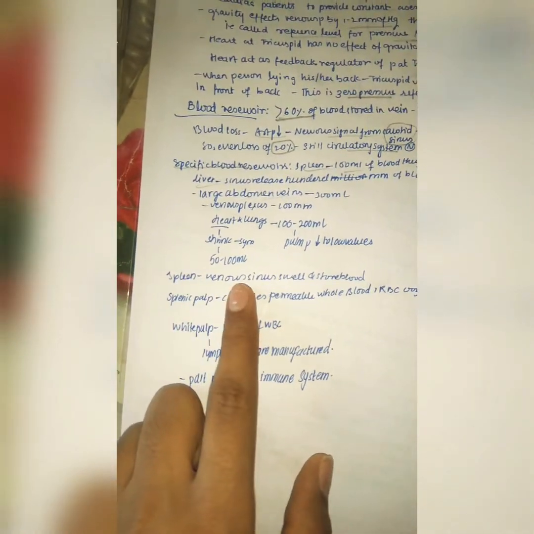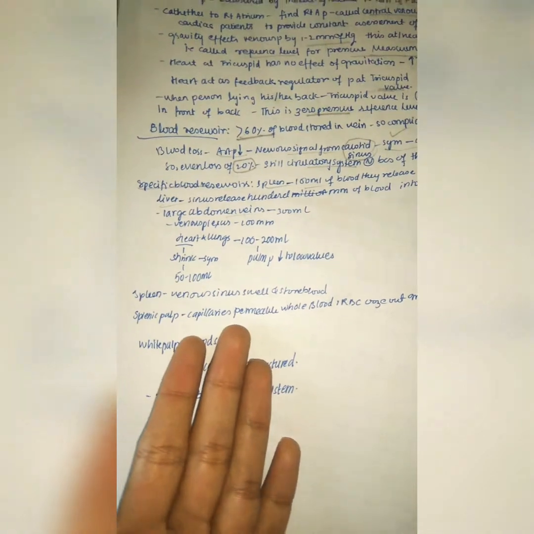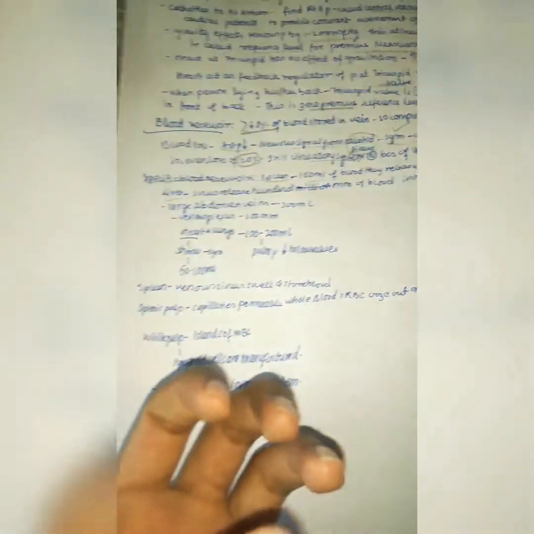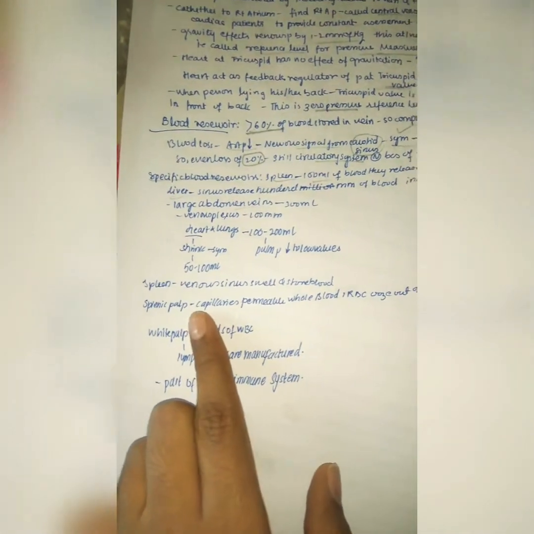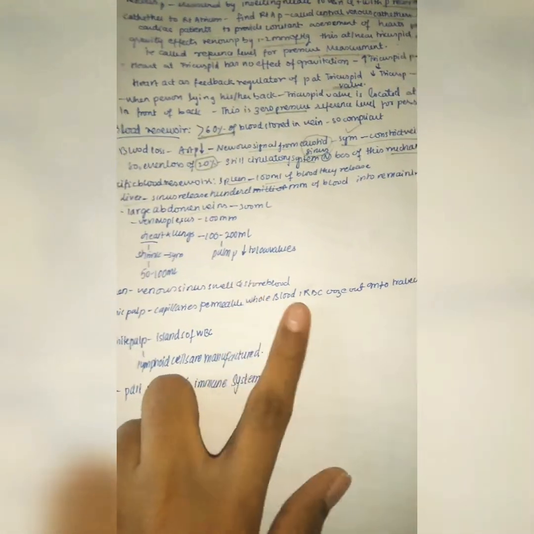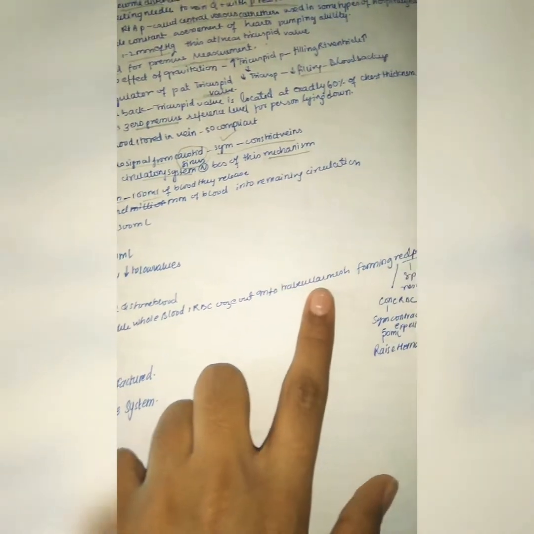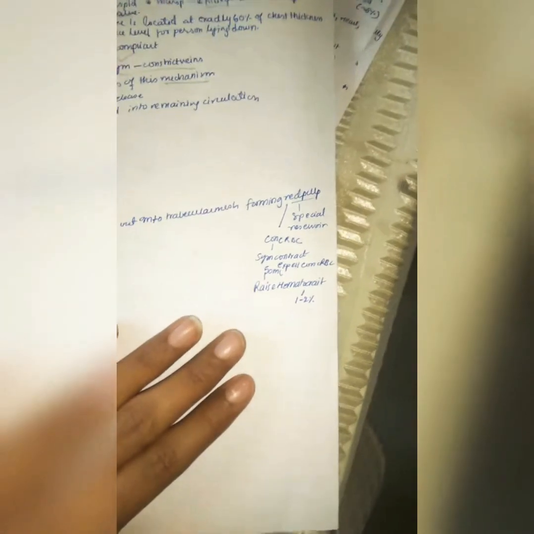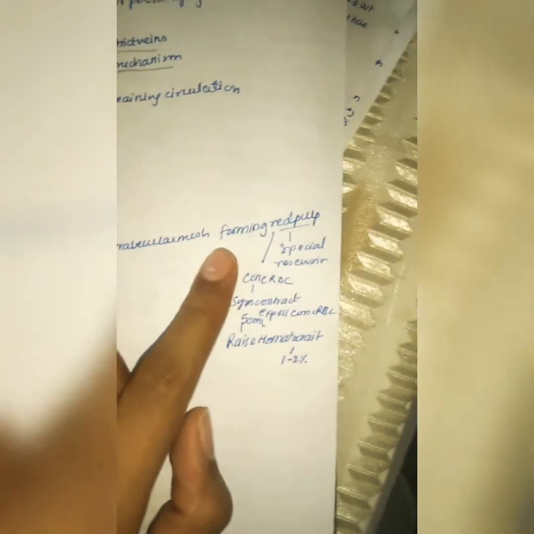And the spleen is a venous sinus. In the spleen we have venous sinuses, and also the red pulp and white pulp. In the spleen, the venous sinuses swell and store blood. When the blood enters, they receive it by swelling, because now the blood has come inside. The splenic pulp capillaries are permeable to whole blood, so RBCs ooze out into the trabecular mesh, forming the red pulp. The red pulp is nothing but all the blood cells, RBCs and blood. So the red pulp is a special reservoir, mainly concentrated with RBCs.